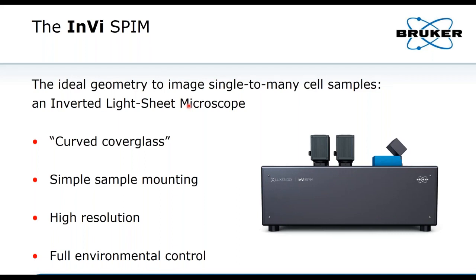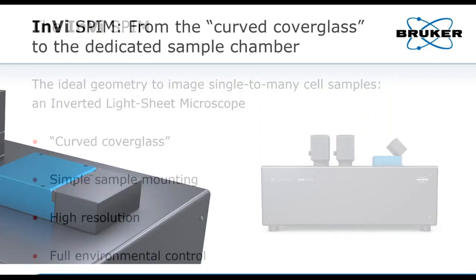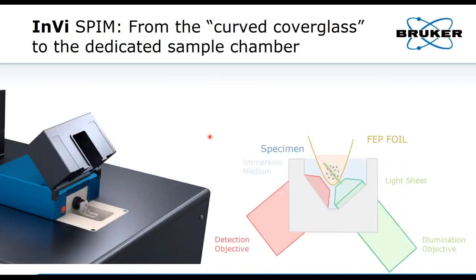So therefore, the idea came up to have something like a curved cover glass, so that you can basically put your object in between your objective lenses, the two that you need at least for light sheet imaging, and that's basically what this idea resulted in. You have a curved cover glass, which is effectively an FEP foil that can be filled with the correct medium and with your sample, of course.